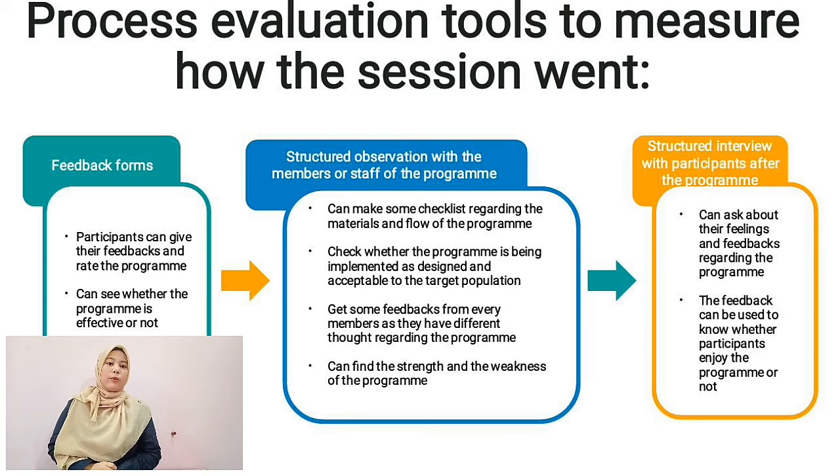The first process evaluation tool is feedback forms. Participants can give their feedback and rate the effectiveness of the program. Next, we can do structured observation with the staff of the program. We can make some checklists regarding the flow of the program and the material used. It is to check whether the program is being implemented as designed and acceptable to the target population, which is elderly. We also can get the feedback from every staff regarding the program. By that, we can find the strength and the weakness of our program.